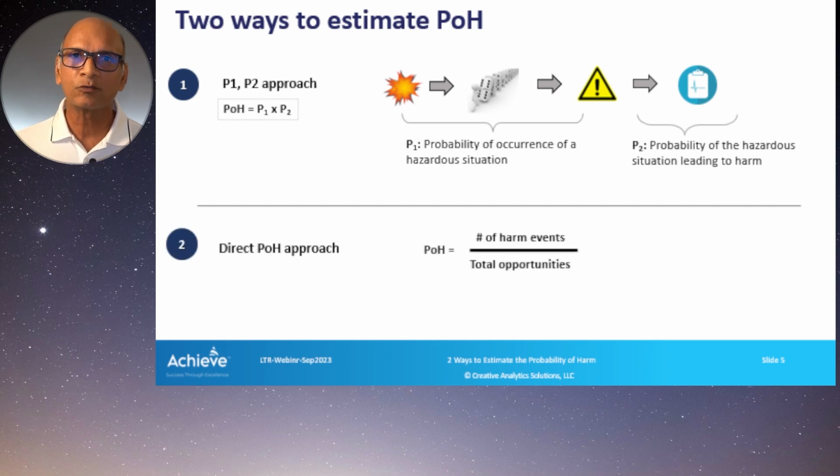The other approach is what I call a direct probability of harm approach, which just takes the number of harm events and divides that by the total opportunities. We'll look at some examples. So these are the 2 different ways of estimating numerically the probability of harm.